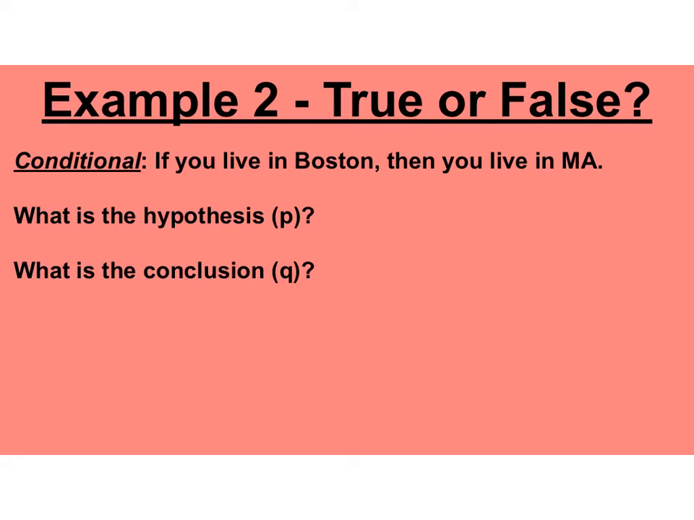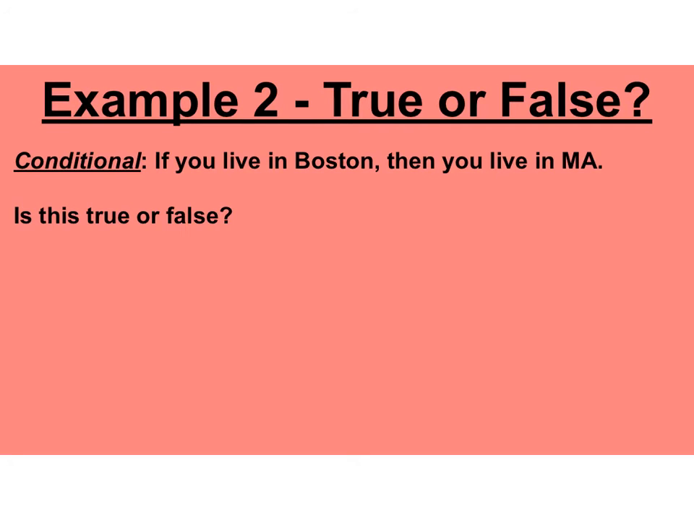Let's try this example, and as we go through it, we're also going to answer the question if it's true or false. The conditional is, if you live in Boston, then you live in Massachusetts. What is the hypothesis? This is my P. So my hypothesis is you live in Boston. We don't actually include the if word, so that's my P. We don't include the then word in the conclusion either. So my conclusion is you live in Massachusetts. This would be the Q. Is this true or false? If you live in Boston, then you live in Massachusetts. That's going to be true.